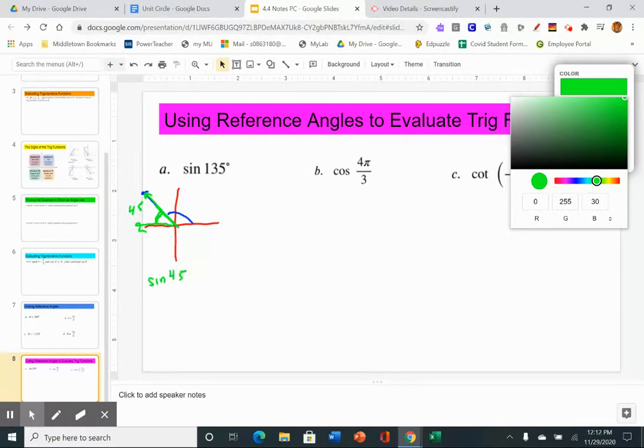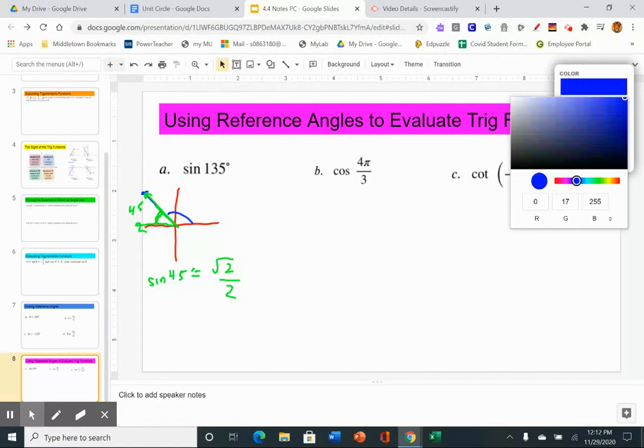The sine of 45 degrees, you would get right from your unit circle, is the square root of 2 over 2. And again, you would get that right from the unit circle. So that is how you use the reference angle to evaluate the trig function.